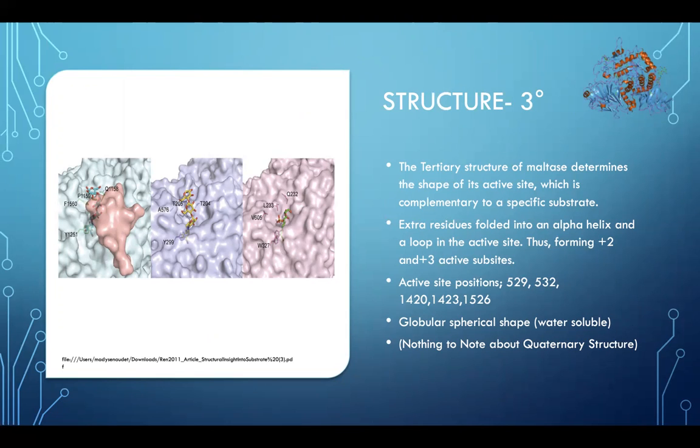We also can note the active site positions are at amino acid 529, 532, 1420, 1423, 1526. Another characteristic we can note about the tertiary structure is that it's globular and spherical in shape and it's water soluble. And the last thing is that there's nothing to note about the quaternary structure of MGAM.